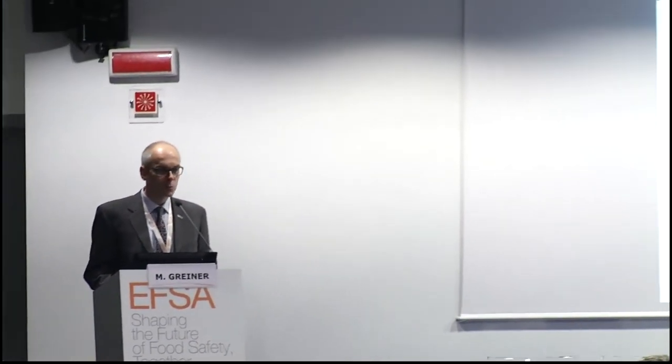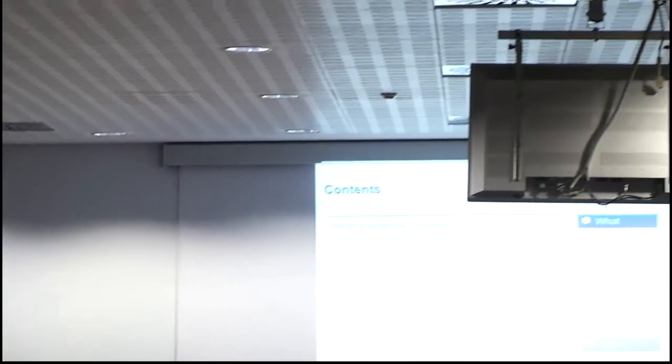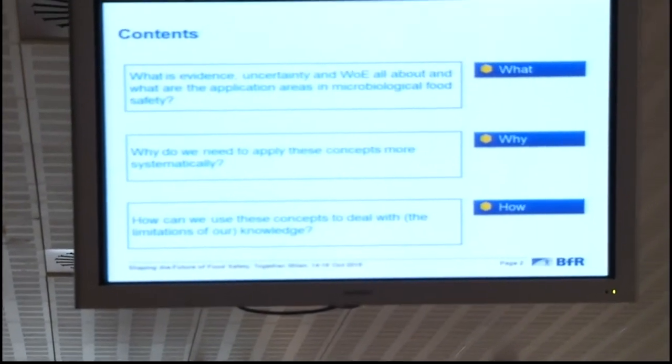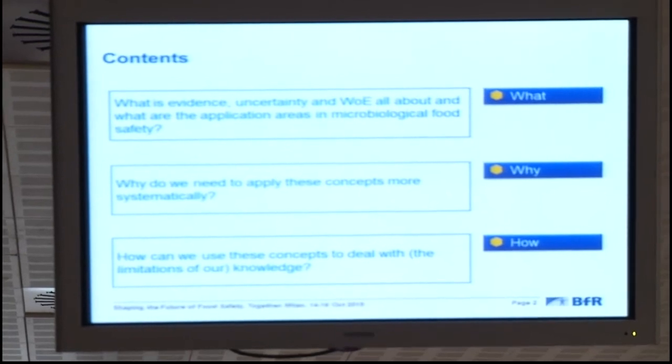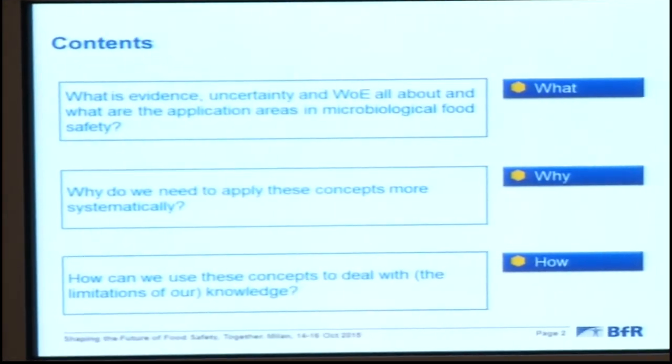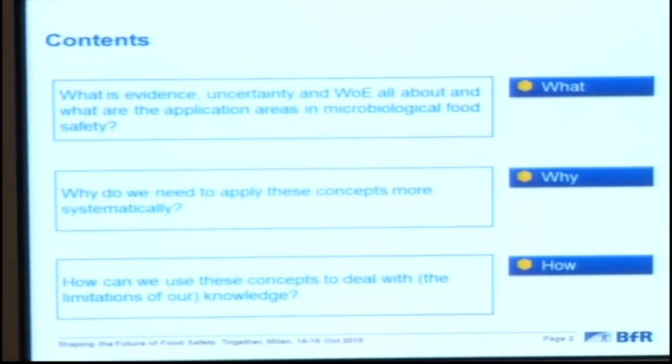I would like to answer three simple questions: what, why, and how. What is evidence, uncertainty, and weight of evidence all about, and what are application areas in microbiological food safety? And then why? Why do we need to apply those concepts more systematically in the area of microbiological risk assessments? And then secondly, how can we use these concepts to deal with the limitations of our knowledge?